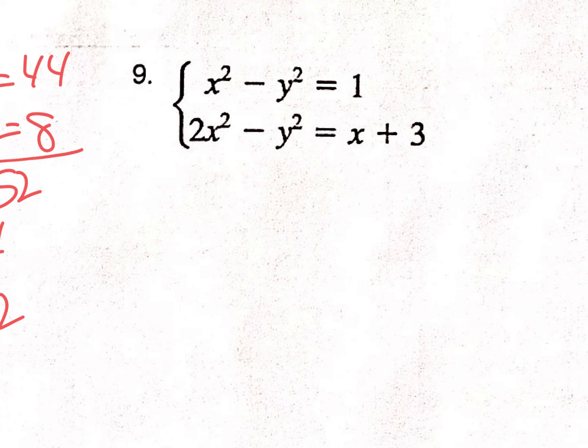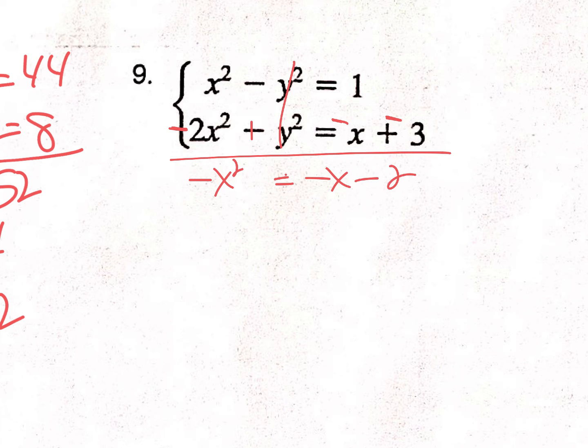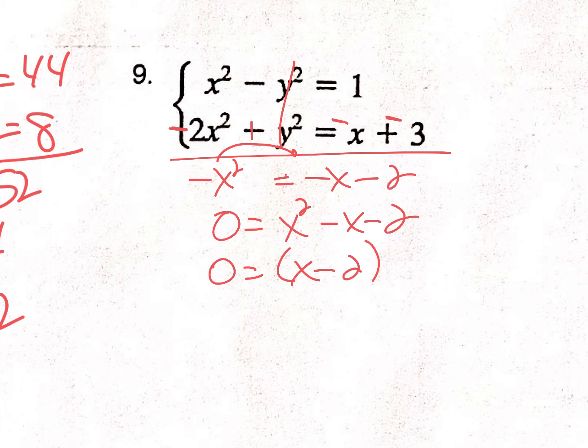So what I'm going to do is change all the signs in the second equation and do my addition. The first thing I notice is the y squareds are gone. I have a negative x squared over here. On this side I've got a negative x and a minus 2. Because I'm going to have to factor, I'm going to take the negative x squared to the right hand side, making it x squared minus x minus 2. Factor that with an x minus 2 and an x plus 1, which will give you these 2 answers: 2 and negative 1.